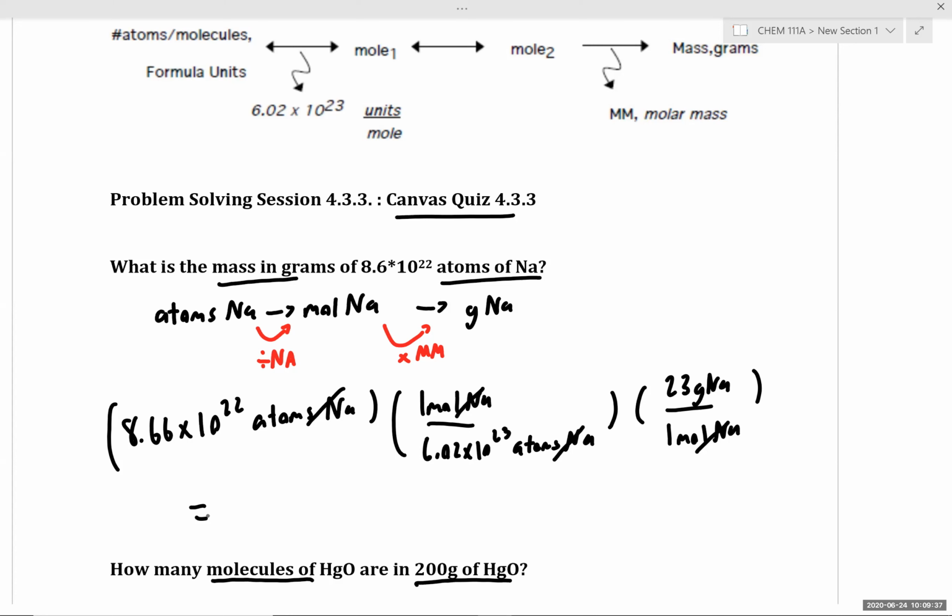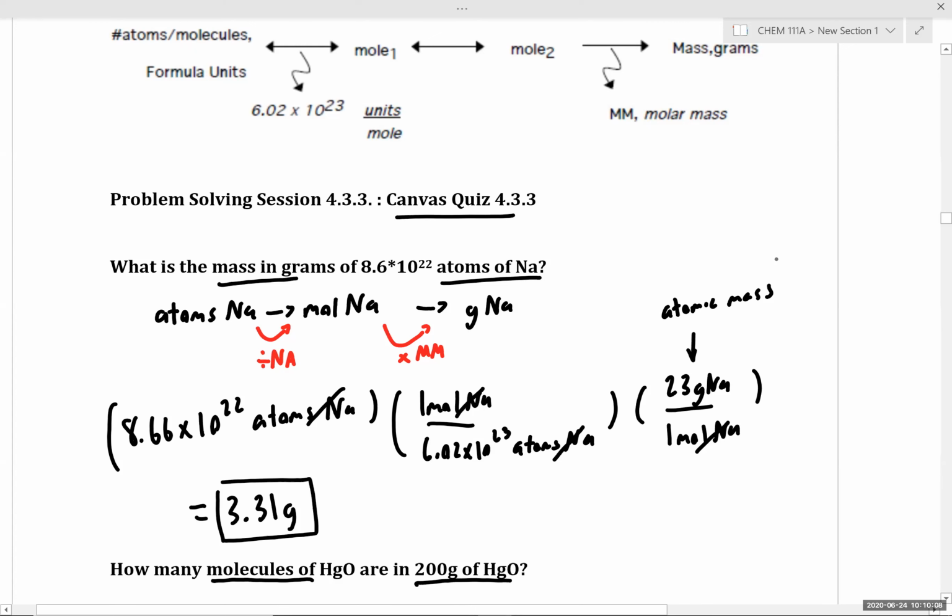And when we punch this into our calculator, just double checking I entered everything correctly, we would get 3.31 grams, roughly. If you use a slightly more precise atomic mass, your number will be a little bit different. So this 23 is our atomic mass.